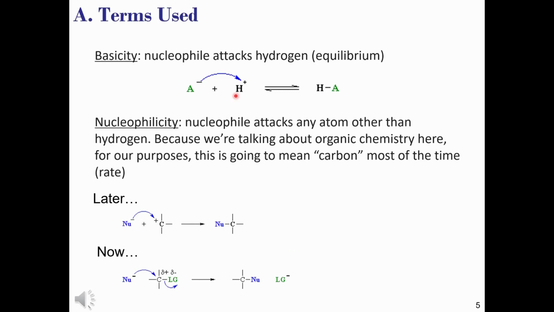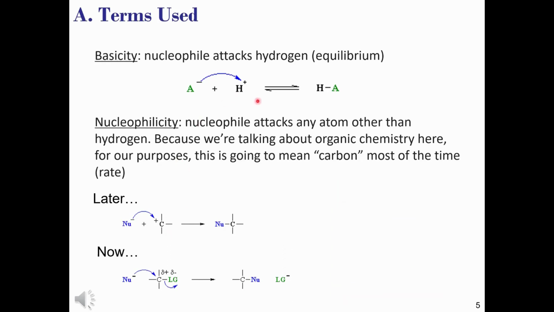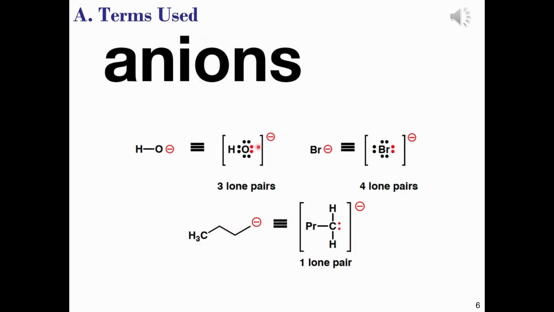And this will have to do also with the polarizability of that nucleophile. Basicity deals with the interaction with protons, whilst nucleophilicity has a much broader scope and also deals with interactions of atoms, especially carbon atoms, but also other atoms. In terms of structural features of nucleophiles, we've already said that these are electron-rich compounds that donate 2 electrons to form a new bond, and some examples include anions. Now these are negatively charged species, but it is still the lone pair of electrons that are donated to an electrophilic center.